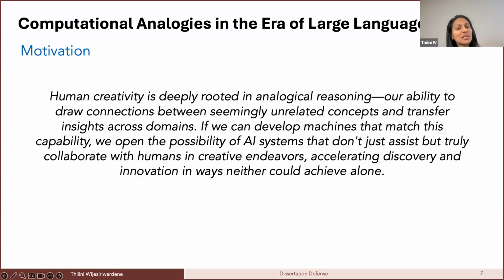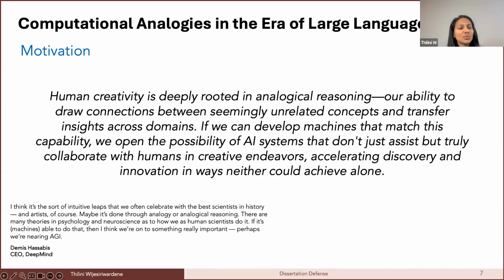So if we can develop machines that can do this as we do it, that has that capability, they can not just assist us, but they could be truly collaborating with us. And this could accelerate discovery and innovation in ways neither could achieve alone. So this is a good motivation that we think would drive our research. That is driving our research actually.